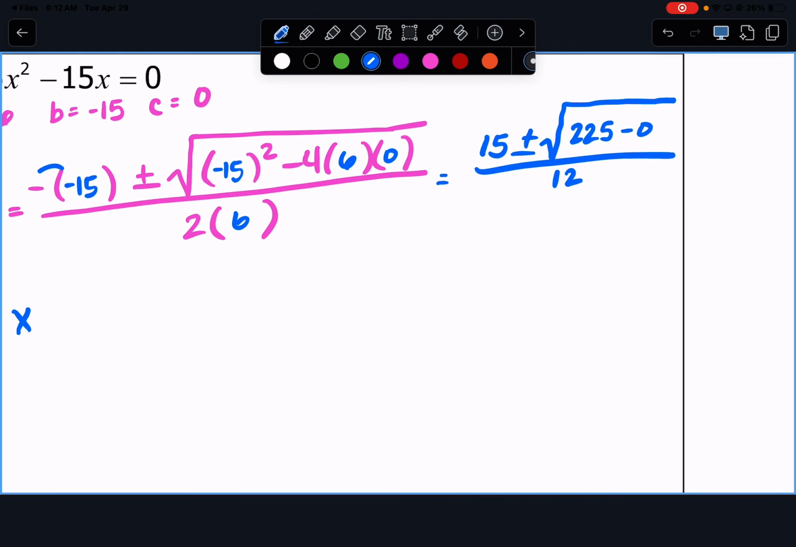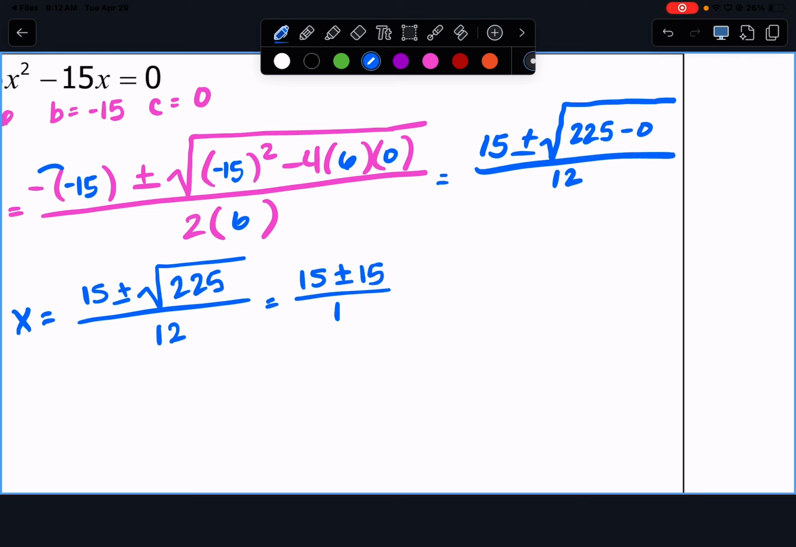So we have x is equal to 15 plus or minus the square root of, what is 225 minus 0? 225. Divided by 12. Equals, can we take the square root of 225? Yeah. What is it? 15. So we have 15 plus or minus 15 divided by 12.